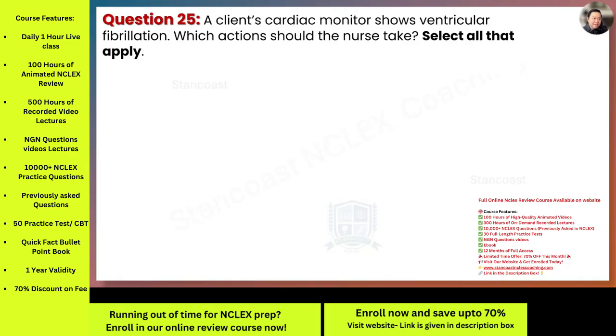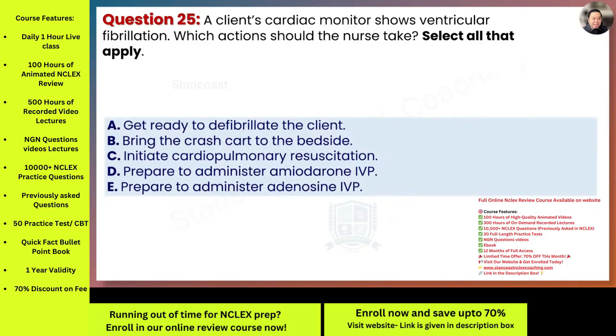25. A client's cardiac monitor shows ventricular fibrillation. Which actions should the nurse take? Select all that apply. Options: A, get ready to defibrillate the client. B, bring the crash cart to the bedside. C, initiate cardiopulmonary resuscitation. D, prepare to administer amiodarone IVP. E, prepare to administer adenosine IV push.